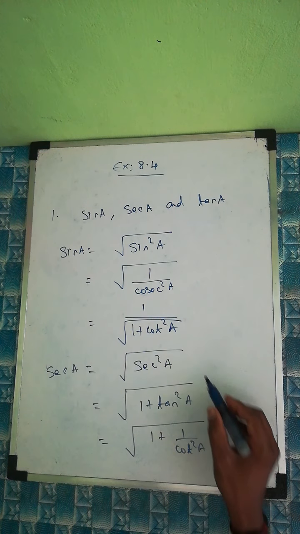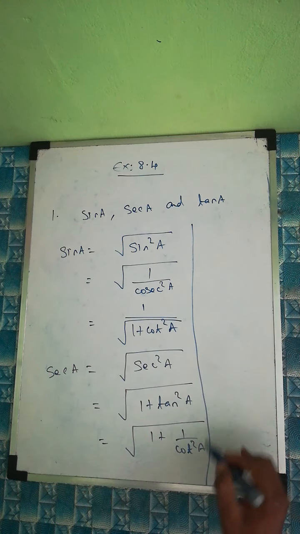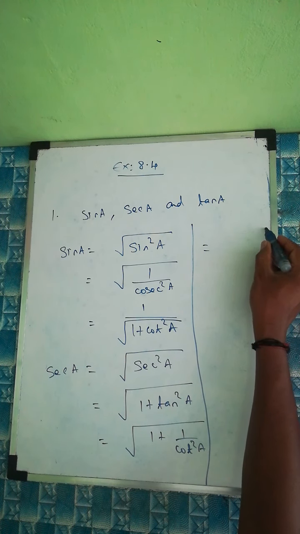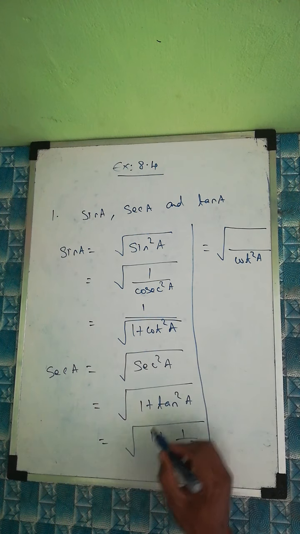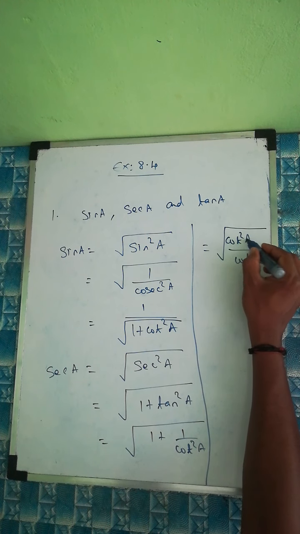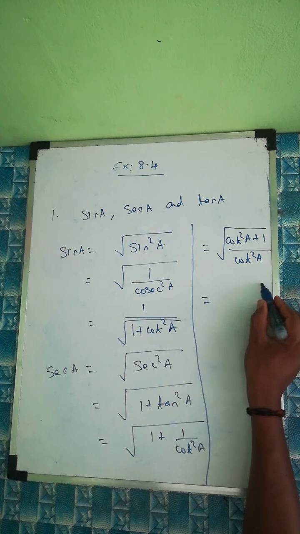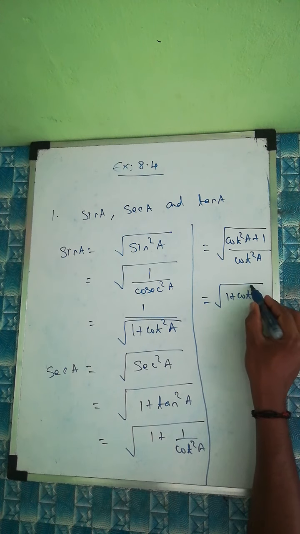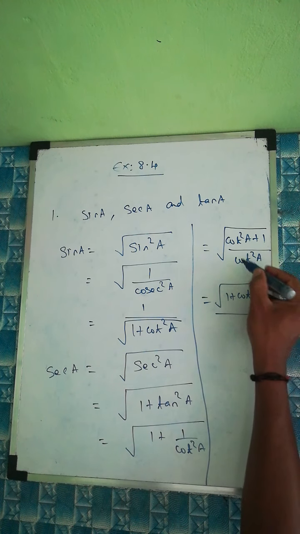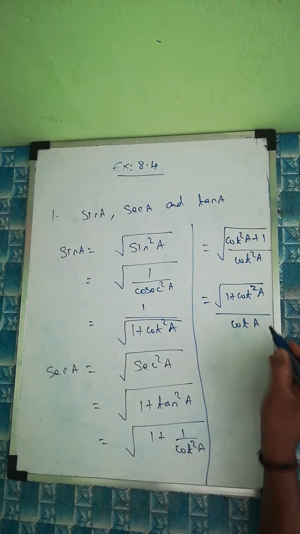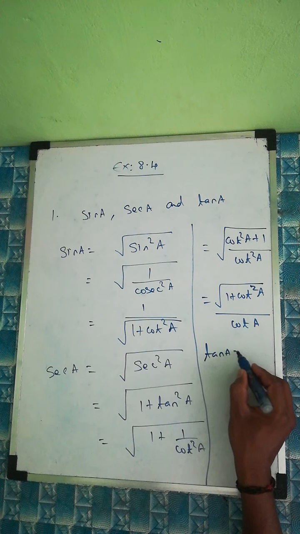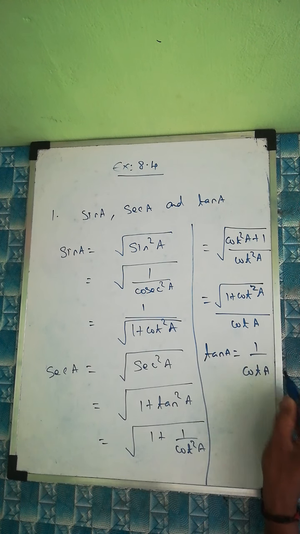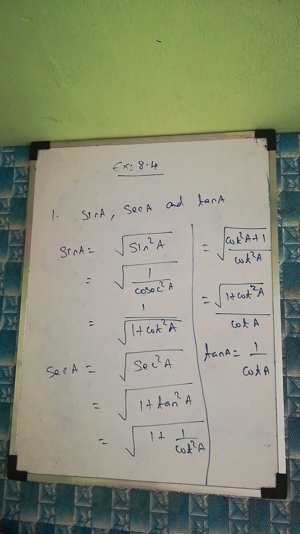Now I'll write it here: root of, taking LCM, cot square A plus 1 over cot square A. So you can write root of 1 plus cot square A, over cot square A, and the square and root cancel, so we write cot A in the denominator. And the last one is tan. Tan, we can write straightly as 1 by cot, no change. So that's the end of question number 1.